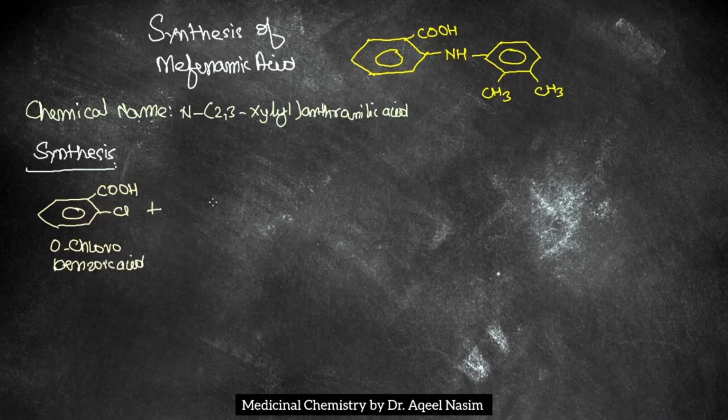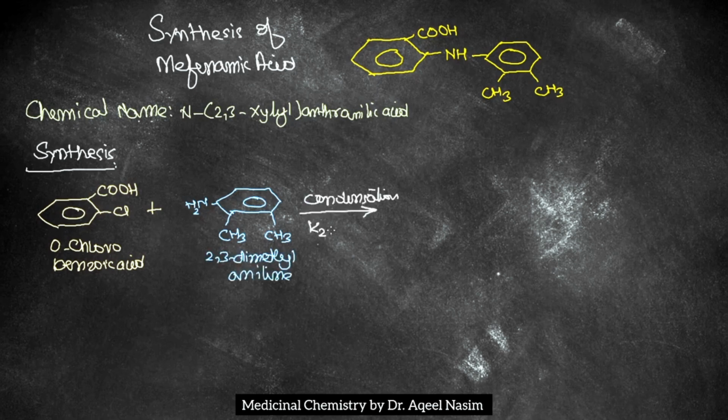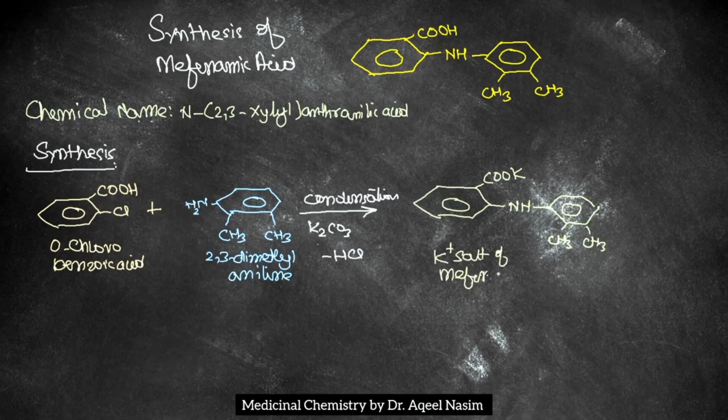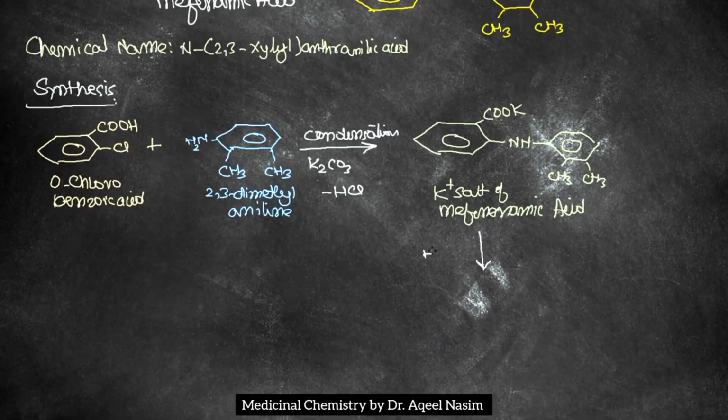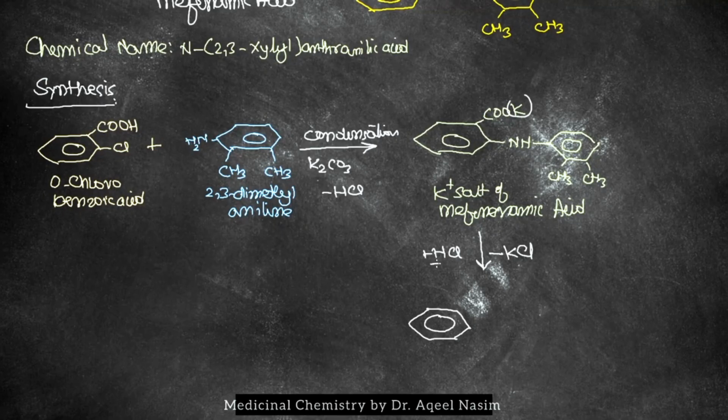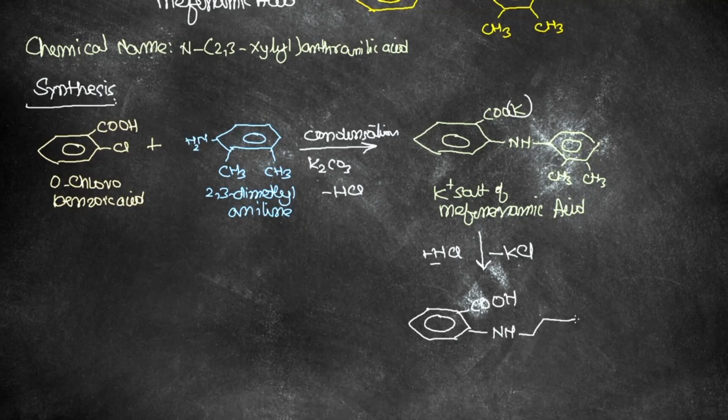The starting compound for the synthesis of mefenamic acid is ortho-chlorobenzoic acid. It undergoes reaction with 2,3-dimethylaniline. When these two compounds undergo condensation, they form an intermediate, the potassium salt of mefenamic acid. This, upon further treatment with hydrochloric acid, yields mefenamic acid by removing potassium chloride.